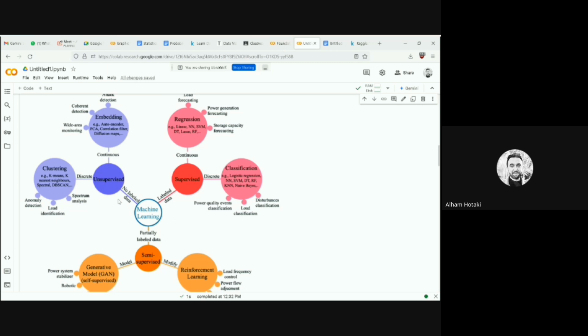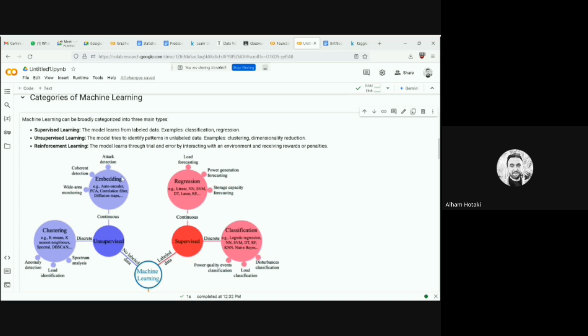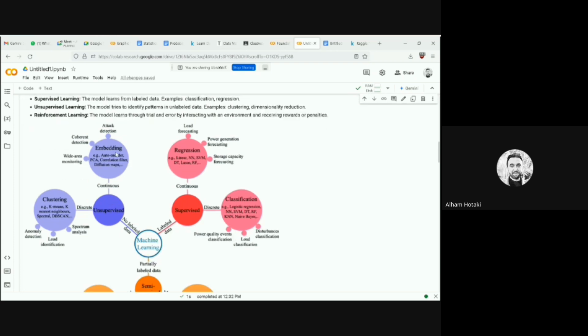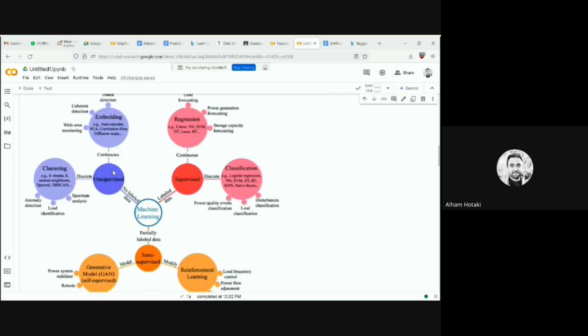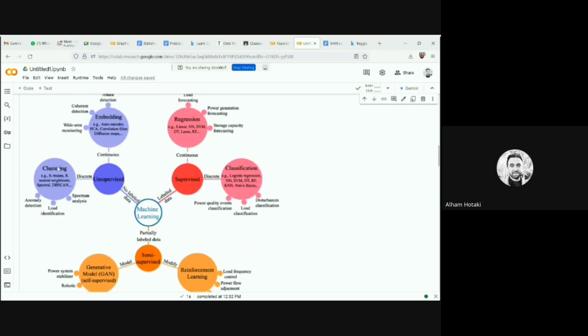But if data is not labeled, then that's called unsupervised. And within unsupervised, we have continuous and we have discrete. For continuous, we have embeddings, autoencoders, PCA, correlation filters. So different types of models are there, and you have to use the models which are based on embeddings. But if the data is discrete and you're predicting a discrete target, then you have to use clustering, and for clustering you use k-means, k-nearest neighbors, and similar models.